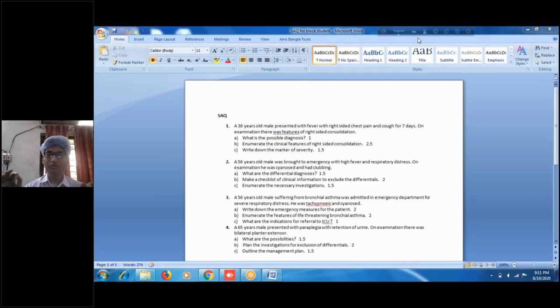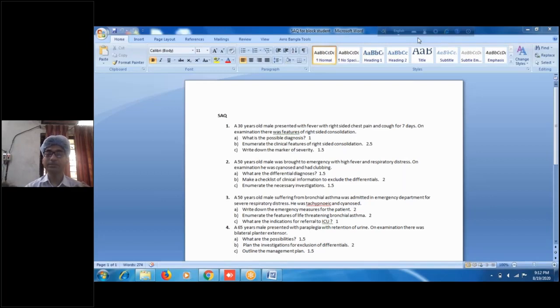So to understand this, you have to go through the statement very carefully. I repeat, you have to make a note of the age of the patient and the duration of the symptoms, so that you can pick a single possible diagnosis. Now, go to the example of the first question. It is a 30 years old male, again a 30 years old male, presented with fever with right-sided chest pain and cough for 7 days. So you look, the diagnosis depends on the duration.